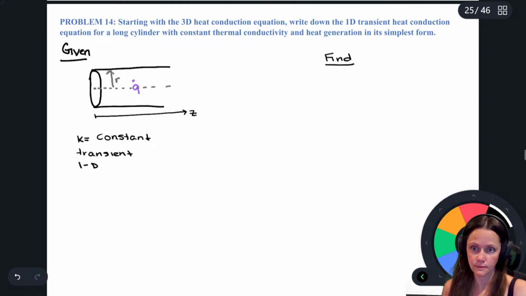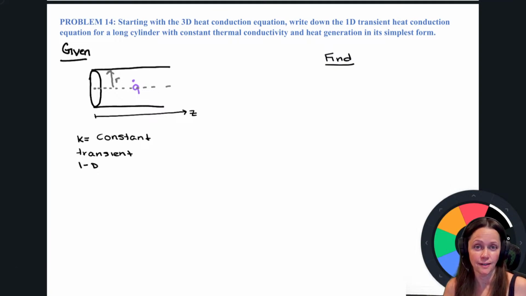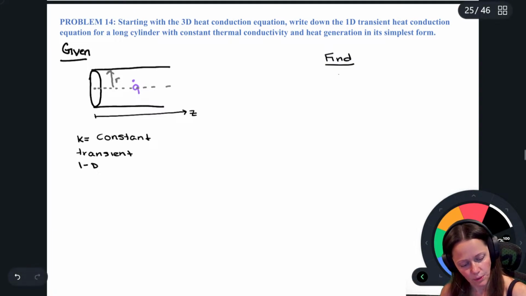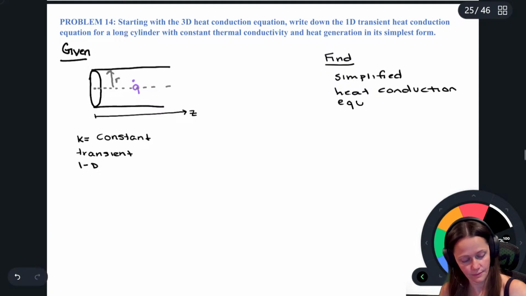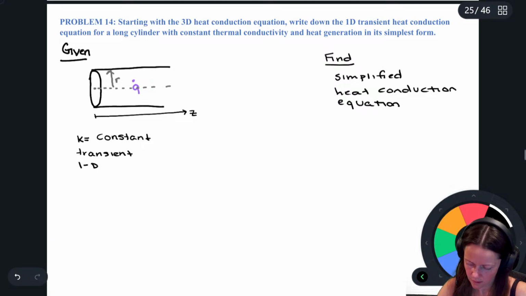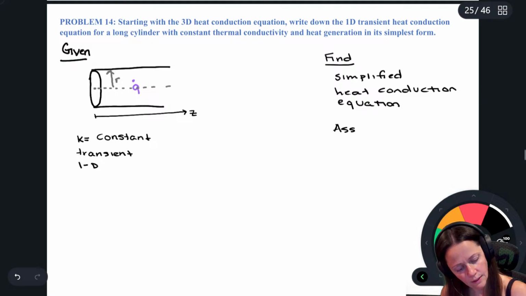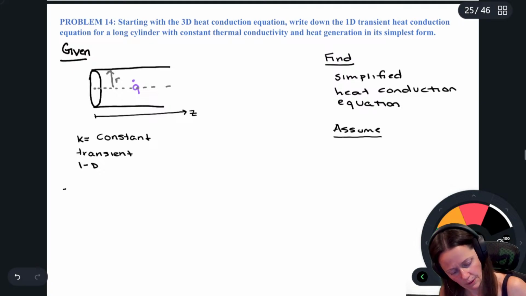What does transient mean again? Transient just means things are changing with respect to time. So anything that you see d/dt, the derivative of whatever with respect to time, would be equal to 0. So we just want to find the simplified heat conduction equation. That's all. Don't really know what I need to assume, but we'll just put it there anyway.